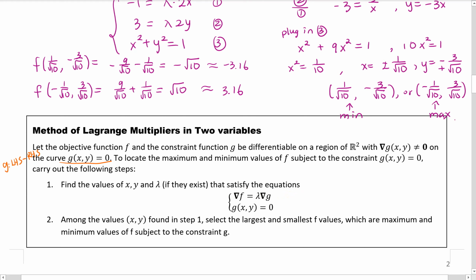Among the values found in step 1, select the largest and smallest f values, which are the maximum and minimum values of f subject to the constraint g. We might find many values, maybe 5 of them. Then you evaluate f at those points, pick the largest to be the maximum and the smallest to be the minimum, and the rest are neither maximum nor minimum.